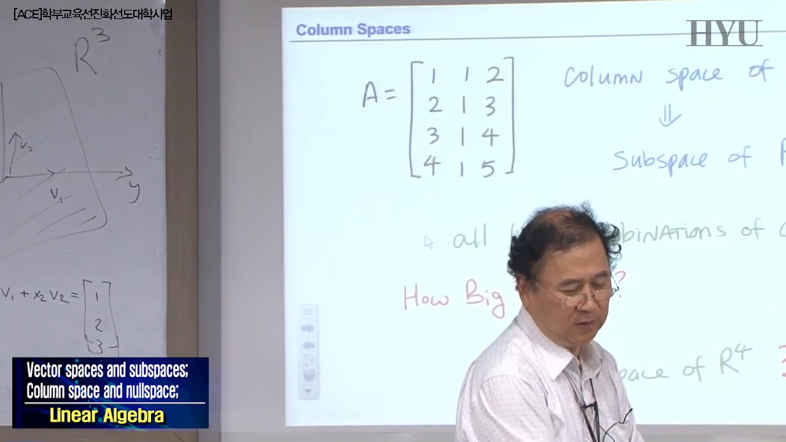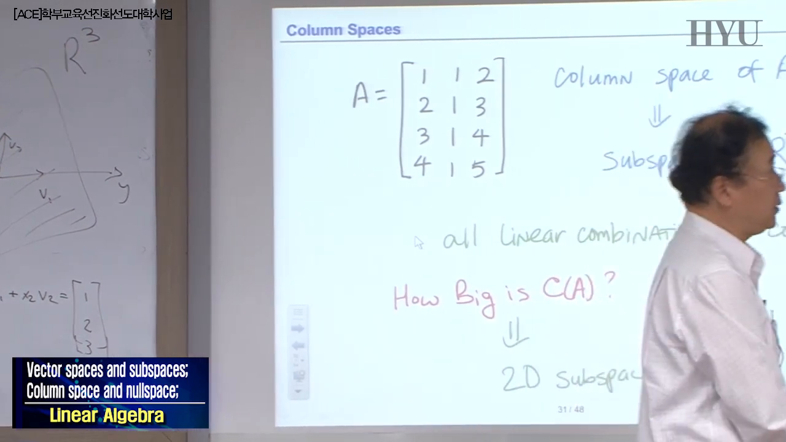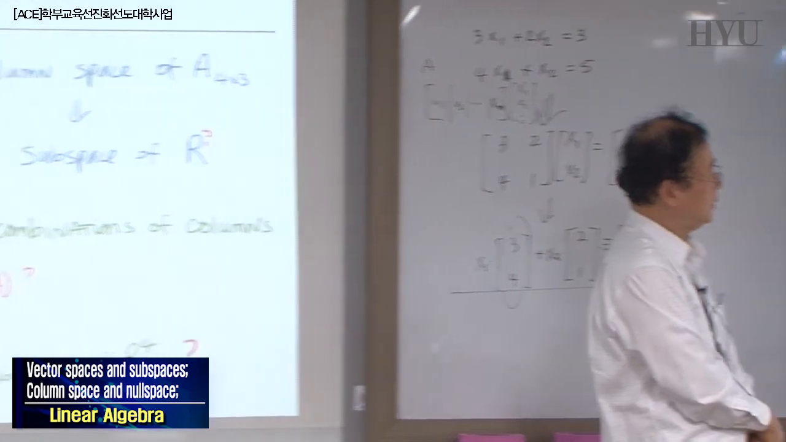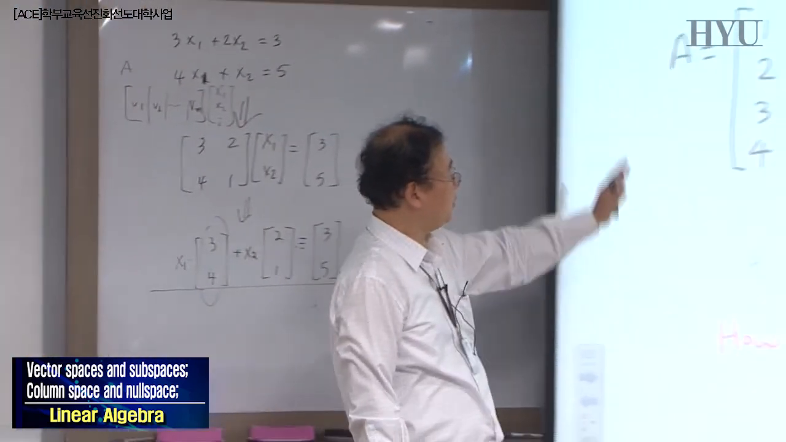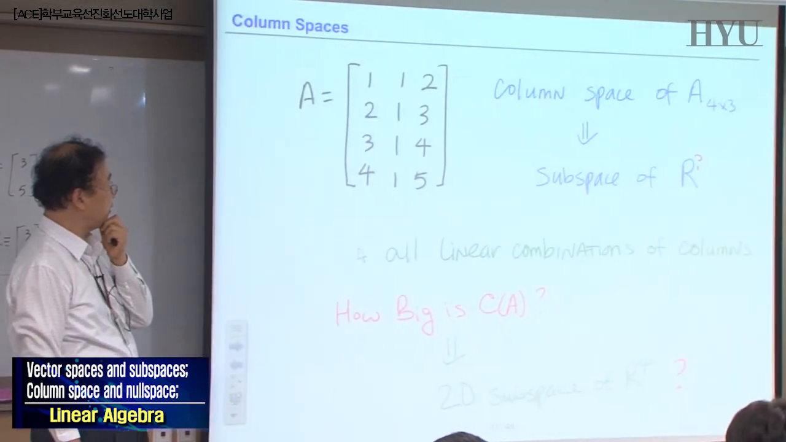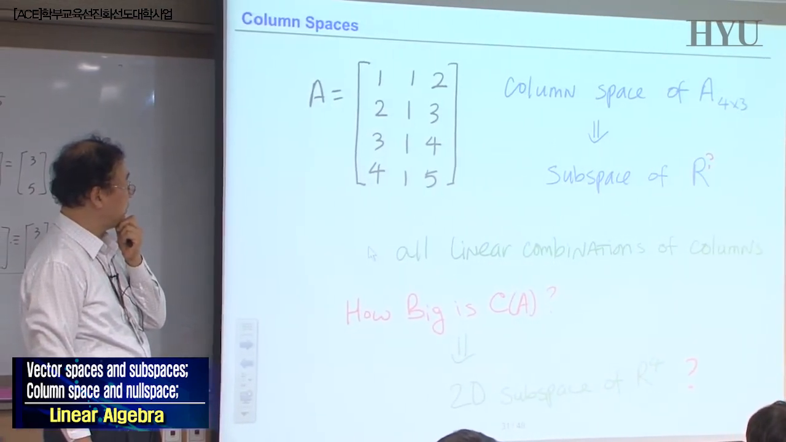Okay, this is another matrix, right? This is a 4 by 3 matrix, right? So we have 3 column vectors. The first column vector is 1, 2, 3, 4. The second is 1, 1, 1, 1. The third one is 2, 3, 4, 5.